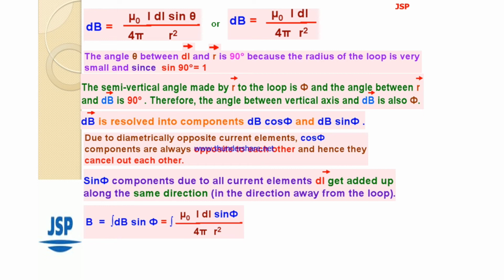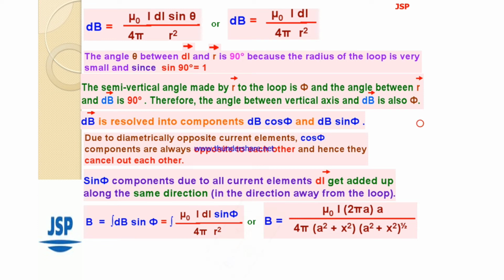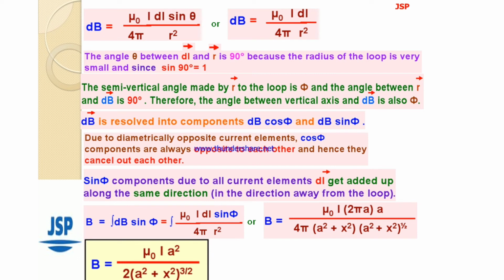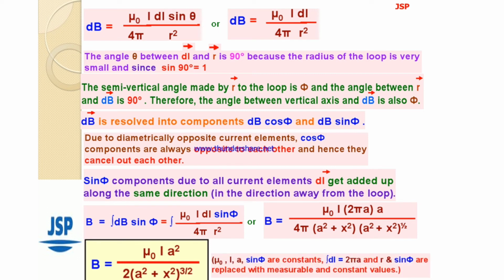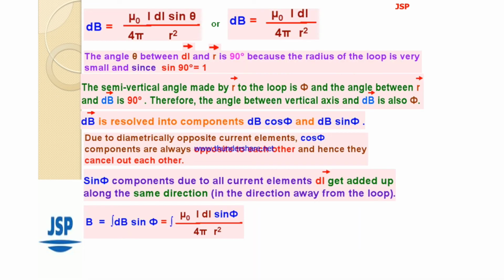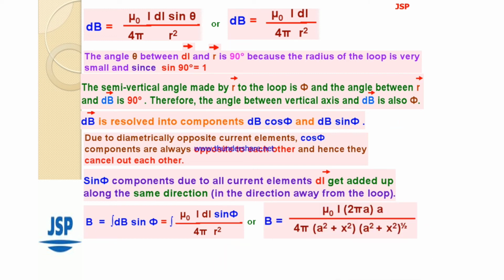That is, B equals integration of dB sin phi, equals integration of mu naught I dl sin phi whole divided by 4 pi r square, or B equals mu naught I 2 pi a into a whole divided by 4 pi, bracket a square plus x square, into bracket a square plus x square to the power of 1 by 2. That is now B equals mu naught I a square whole divided by 2 bracket a square plus x square to the power of 3 by 2.